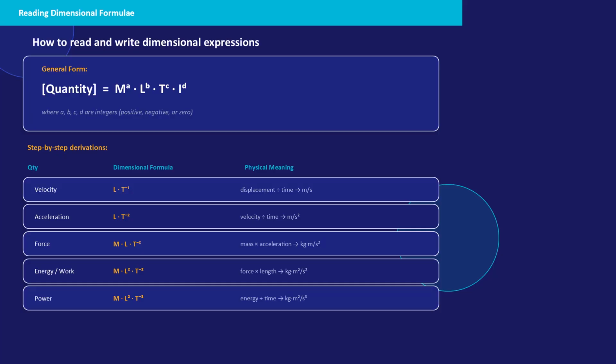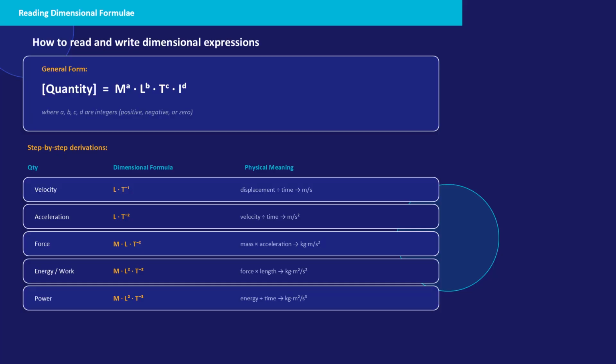Velocity is displacement divided by time. L divided by T, written as LT to the power minus 1. Acceleration is velocity divided by time again, so LT to the power minus 2. Force, from Newton's second law, is mass times acceleration, M times LT to the minus 2, giving MLT to the minus 2. Energy is force times displacement, adding one more L, so ML squared T to the minus 2. And power is energy divided by time, giving ML squared T to the minus 3.